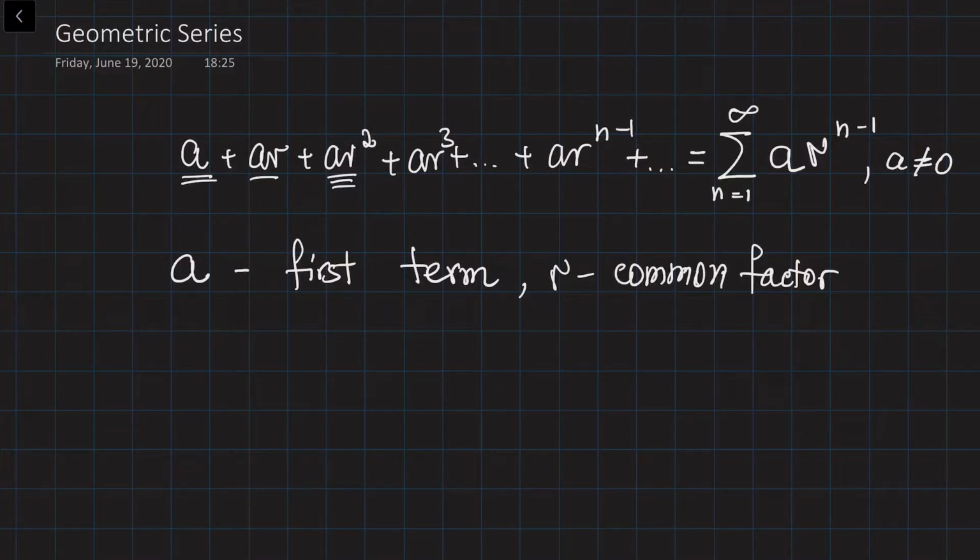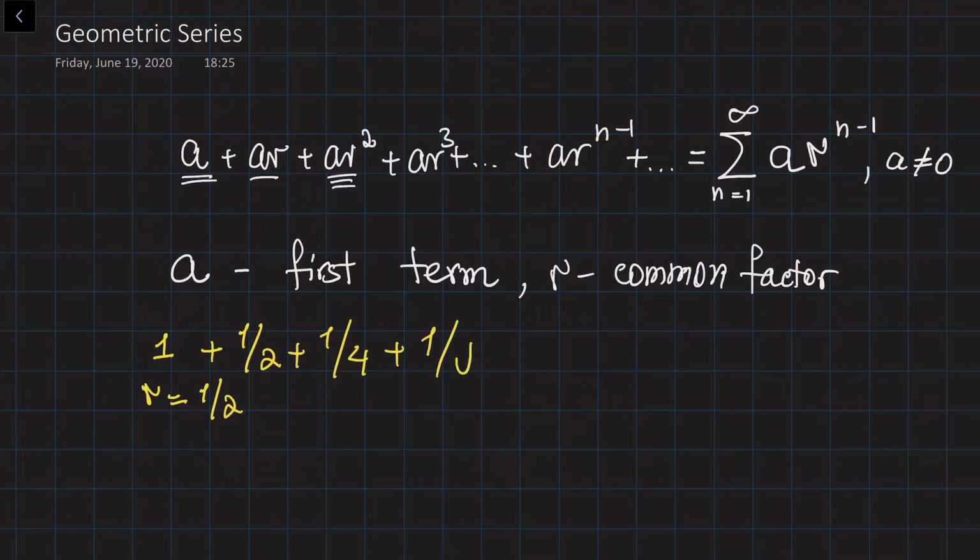Let me give you a small example, then we're going to continue with estimating the sum of the geometric series. For example, you might have a geometric series which starts from 1, and we always obtain the next terms by multiplying the previous ones by 1 over 2. So the common factor is 1 over 2. The next term is 1 over 2, plus 1 over 4, plus 1 over 8, plus 1 over 16, plus and so on. This is an example of a geometric series.